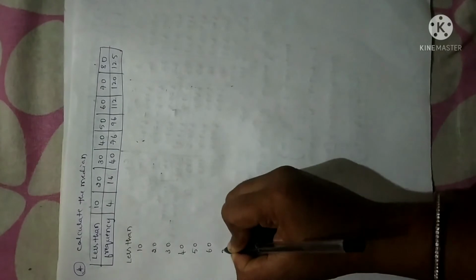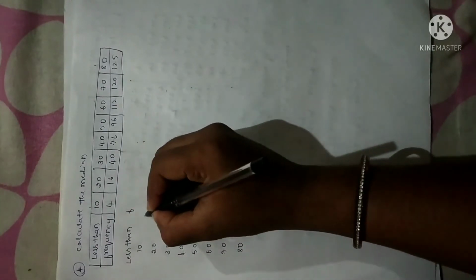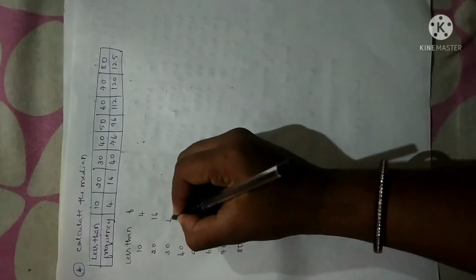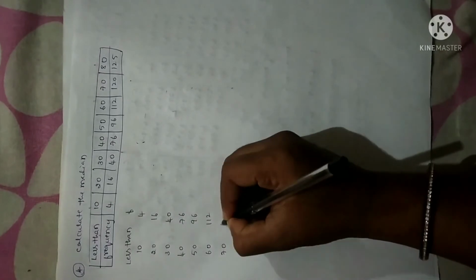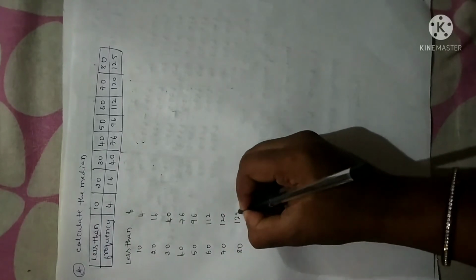So let me explain one problem so that you will understand very well. First, let me write the given data. So what is the given data to us? Less than 10, 20, 30, 40, 50, 60, 70, 80. Now frequency is also given. It is 4, 16, 40, 76, 96, 112, 120, 125.